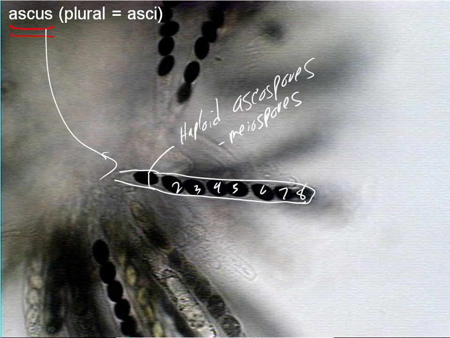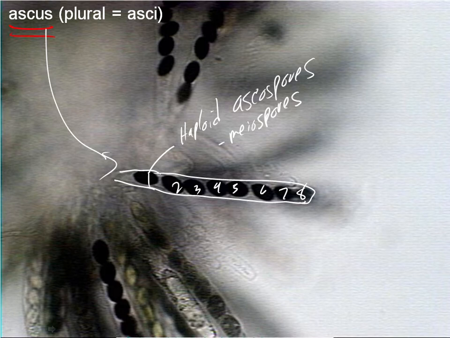Eight cells in the ascus originating from meiosis. Well, each one is N because they're haploid cells. So if we went through meiosis twice, we would have a meiotic cell division going from diploid to haploid. Can a haploid cell undergo meiosis? No. So we can't do meiosis twice, but you're on the right track.